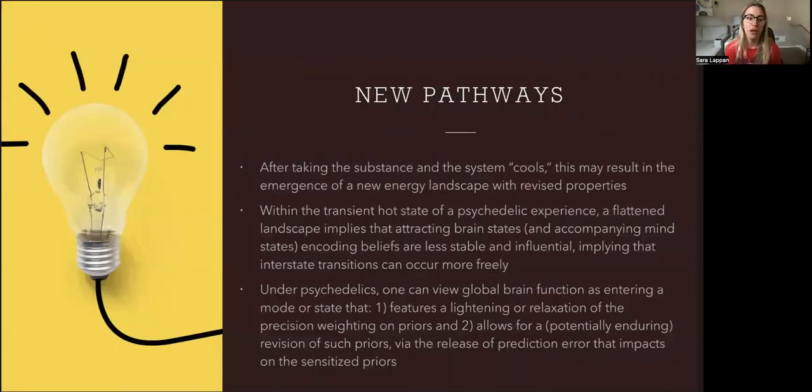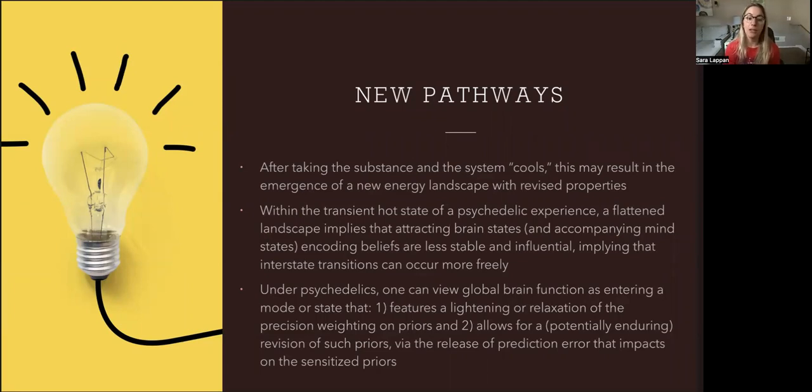So, new pathways. After taking a substance and the system cools, when you take a substance like a psychedelic, it's considered to heat up the system. But even once it cools, once you are no longer under the influence of the substance, and quite frankly, it can take days or weeks for the system to fully cool, this may result in the emergence of a new energy landscape with revised properties. Meaning different pathways, different ways of your brain connecting.